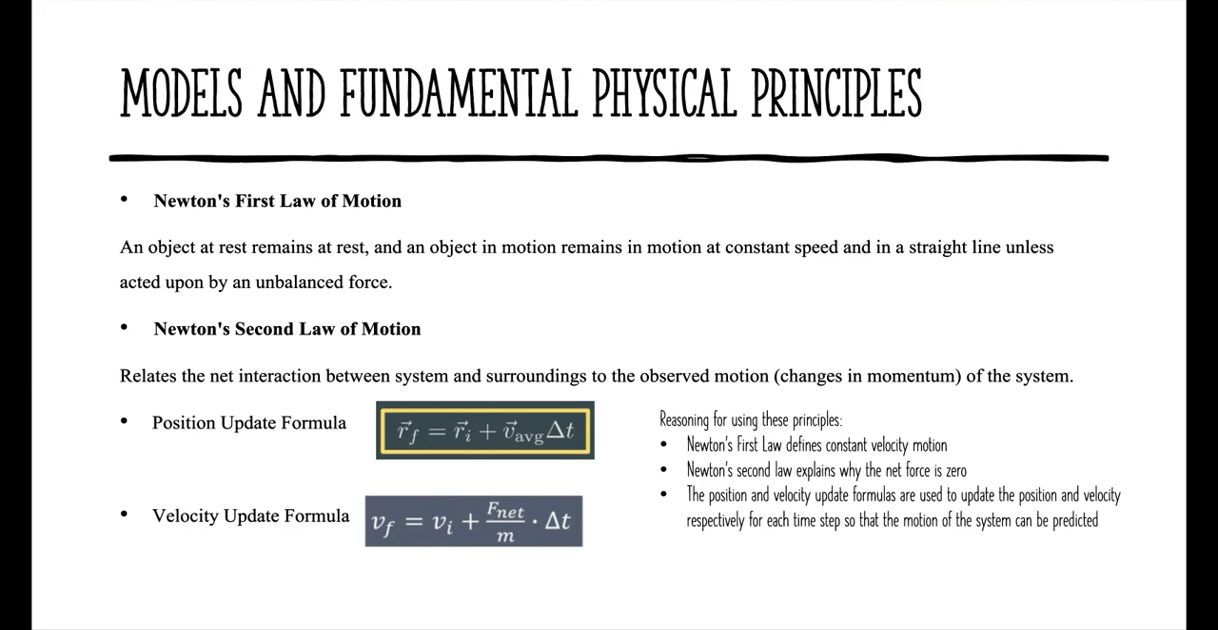And the reasoning for using these principles are as follows. Newton's first law defines constant velocity motion. Newton's second law explains why the net force is zero. And the position and velocity update formulas are used to update the position and velocity respectively for each time step so that the motion of the system can be predicted.